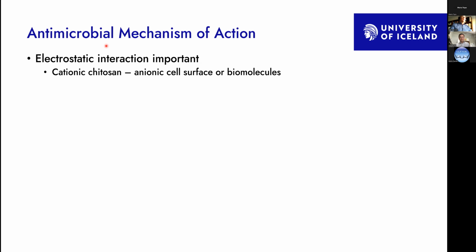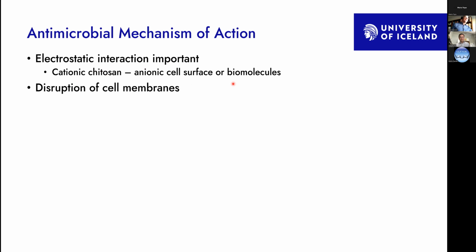So if we talk about the antimicrobial mechanism of action, then as previously stated, it is polycationic, and some other polycationic polymers are also known to have antimicrobial effect. So this is maybe the basis for its activities, and it's thought that the electrostatic interaction is important. So you have the cationic chitosan and maybe the anionic cell surface, or it could also bind to biomolecules through this electrostatic interaction.